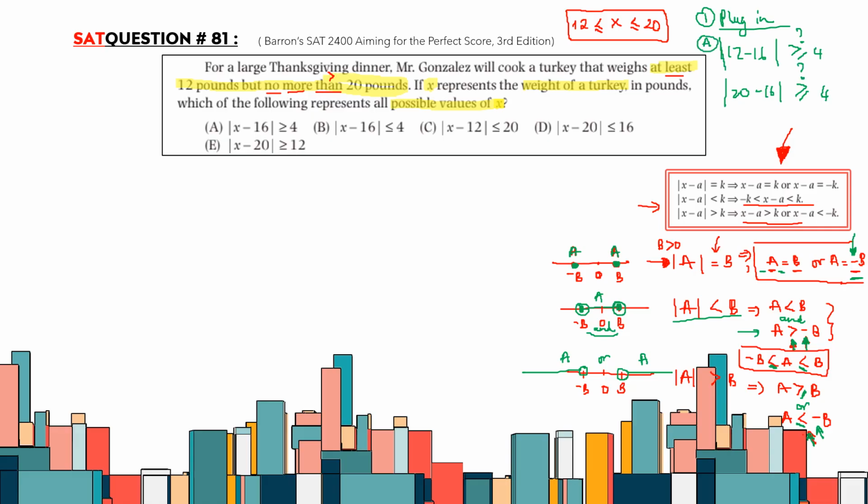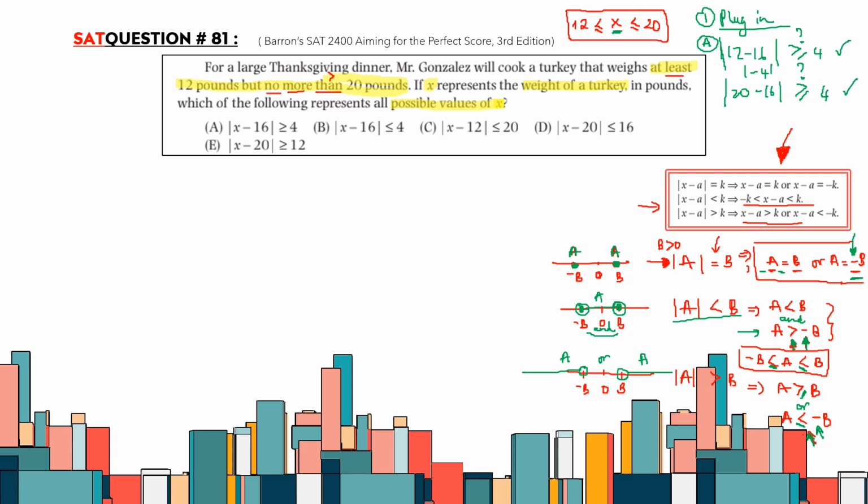So 12 minus 16 is negative 4. Absolute value of negative 4 is 4, equal to 4. So this one is good. 20 minus 16 is 4. 4 greater than or equal to 4 is equal. So that's good, right? But that is just the endpoint. It's not good, actually. How about if I choose in between?